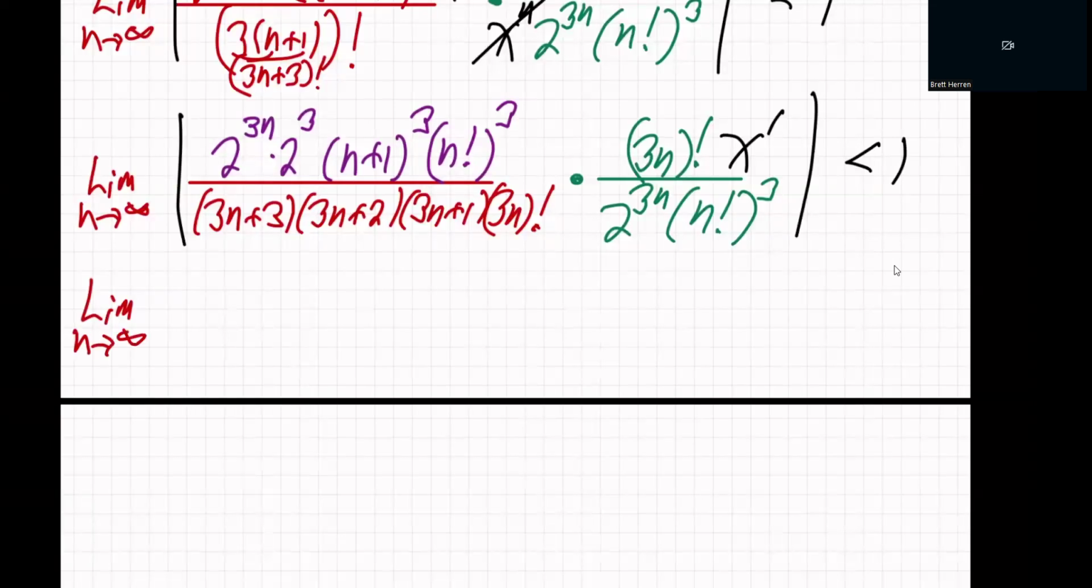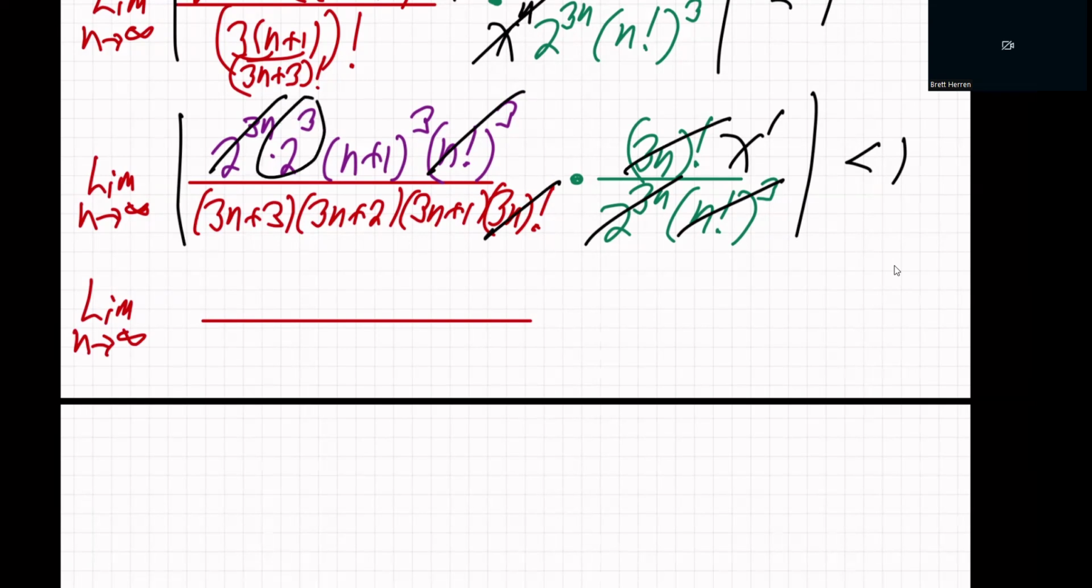Okay. Now comes the happy step. All this ugliness, most of it will go away. So 2 to the 3n, 2 to the 3n. I'm going to cancel or circle everything I can. In everything, n factorial cubed, those are gone. Okay. (3n) factorial, (3n) factorial, those are gone. So what are we left with? 2 cubed.